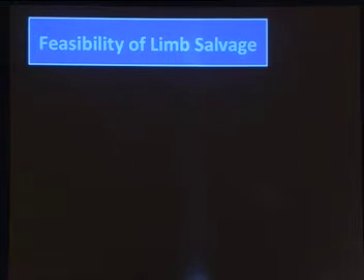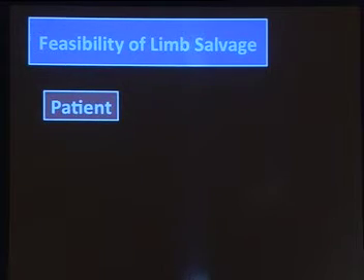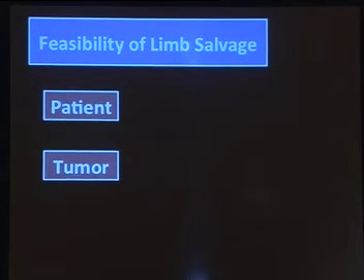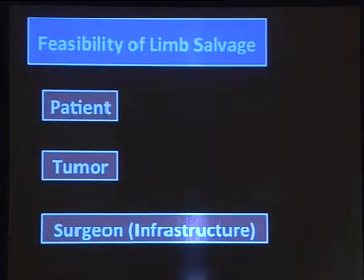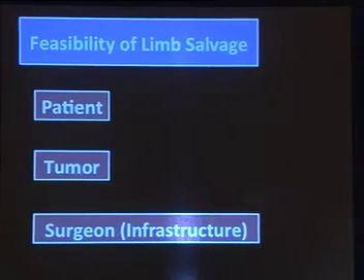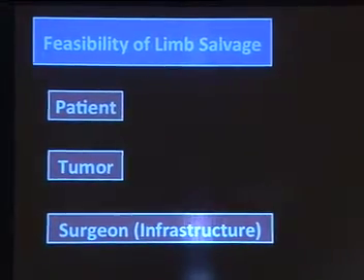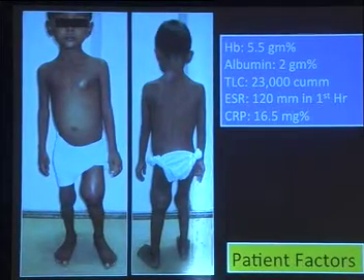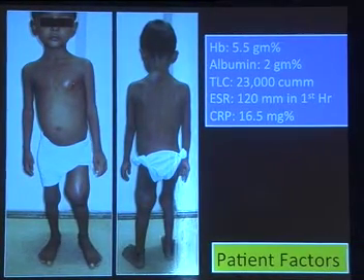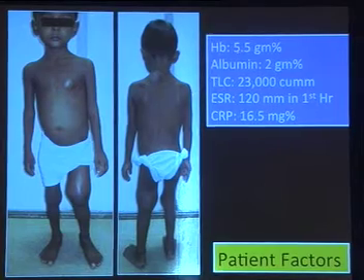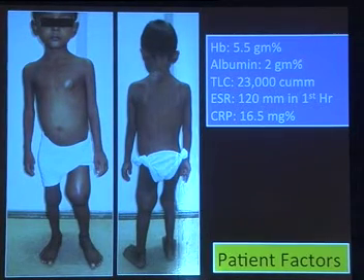The feasibility of limb salvage surgery depends on the patient, it depends on the tumor, and finally, it depends on the skills of the surgeon. Actually, when I say skills of the surgeon, I mean the infrastructure which is available in that particular setup. So come first to the patient. This is a child who has a primary bone tumor here, but he has mets in the skin. His hemoglobin was 5.5, albumin was 2 gram%, he had a very high TLC, a very high ESR, and a CRP of 16.5.